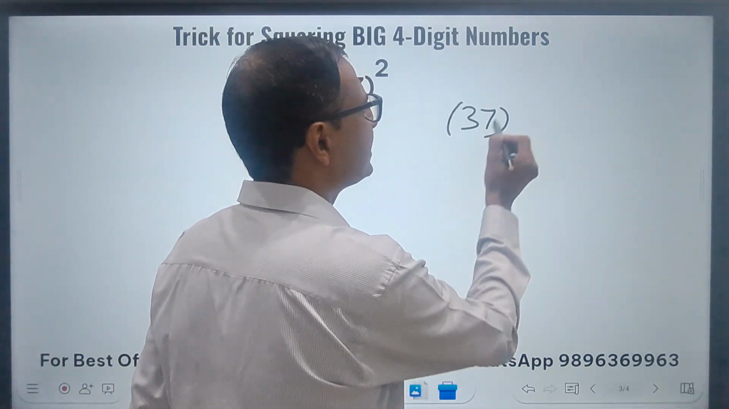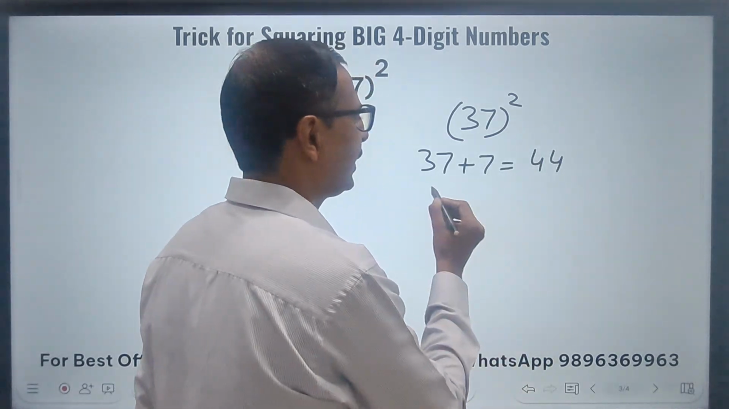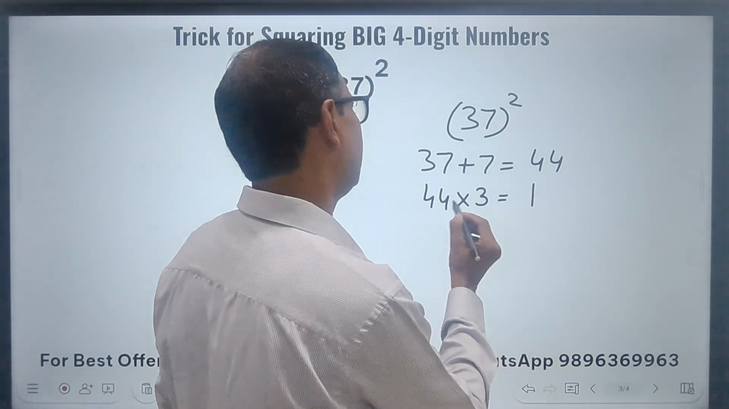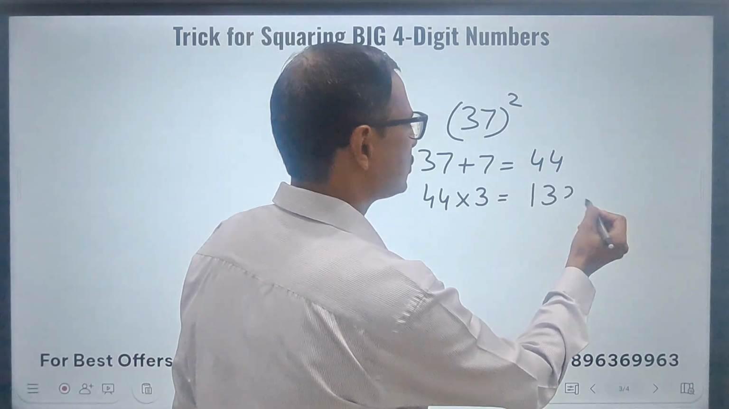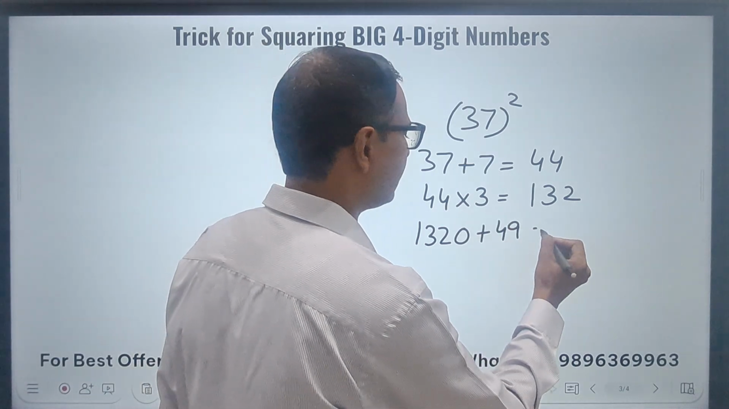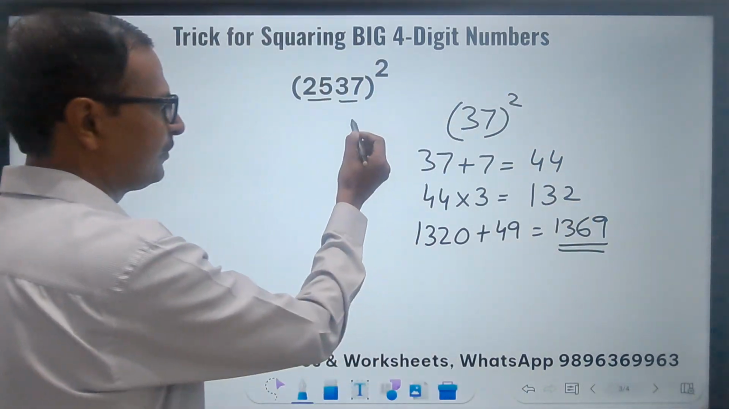So I want to do 37 square, so I'll do 37 plus 7, that is 44, and then 44 times 3, that is 132, right? So 132 followed by a 0 plus 7 square, 49, gives me 1369 as the square of 37.